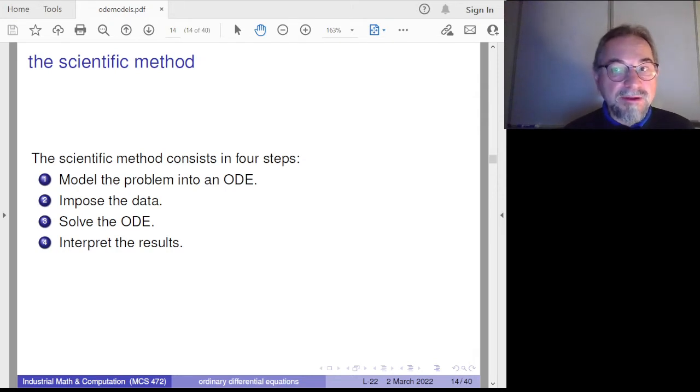Once we have the conditions for the parameters in there, then we can solve the ordinary differential equation. And then most importantly, we must interpret the result. Is our model a realistic model? If so, we are done. If not, we have to reconsider.